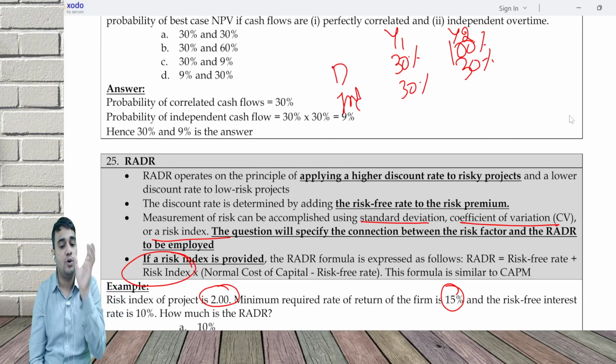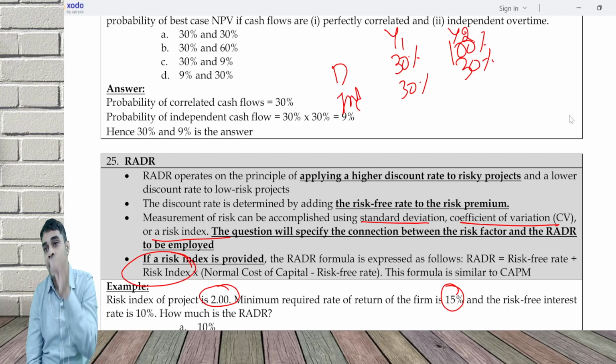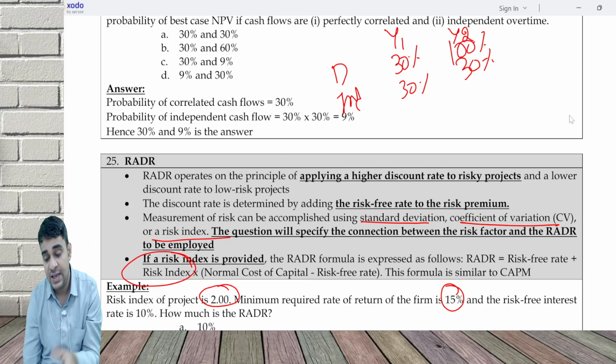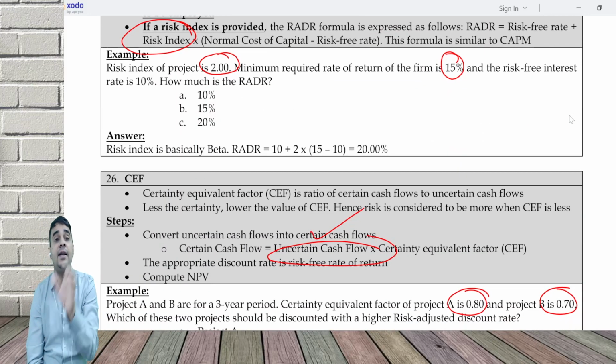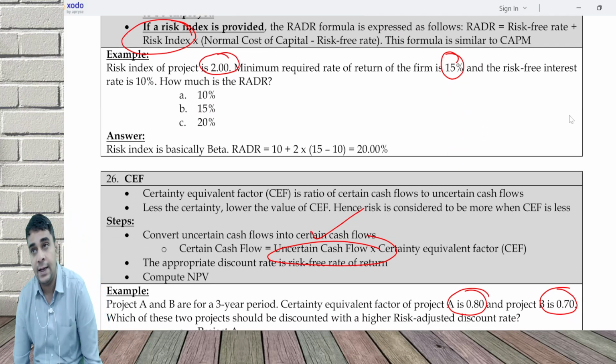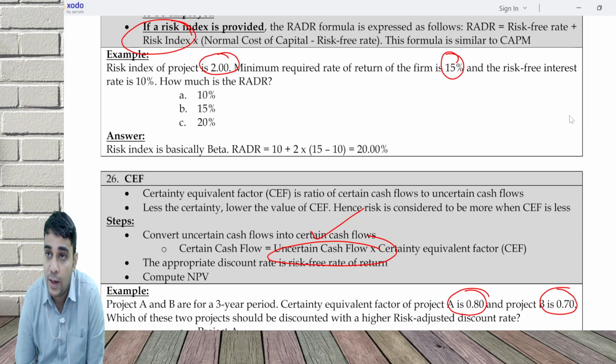So RADR is equal to risk-free rate plus risk premium, or you can apply a formula called RF plus risk index into normal rate minus the risk-free rate, or you can calculate based on coefficient of variation or based on standard deviation. Certainty equivalent factor basically says I want to give confidence to the given cash flow, so I'll convert the uncertain cash flow into certain cash flow by multiplying with the certainty equivalent factor.